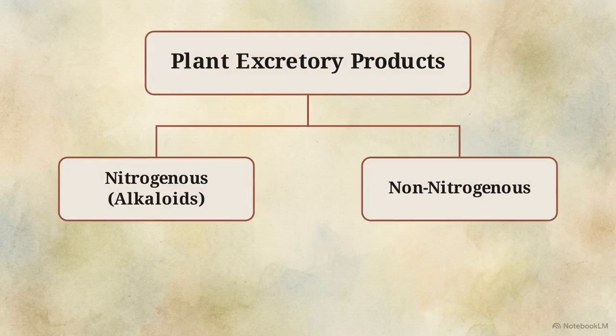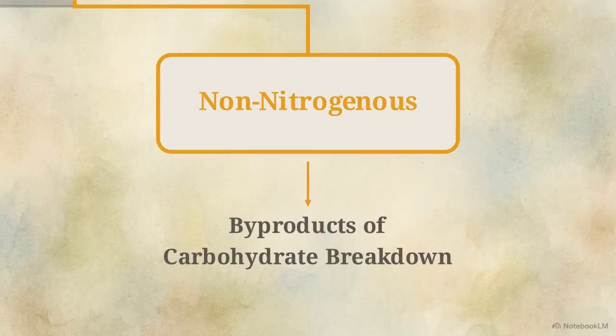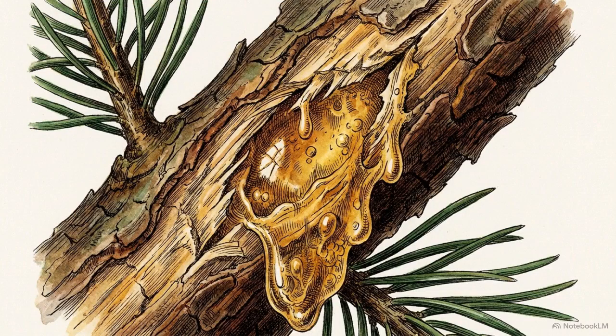Returning to the chart, we isolate the non-nitrogenous wastes. These are the direct metabolic byproducts of carbohydrate breakdown. Lacking nitrogen, these compounds do not act as chemical toxins. Instead, their physical properties provide structural sealing and mechanical defense.